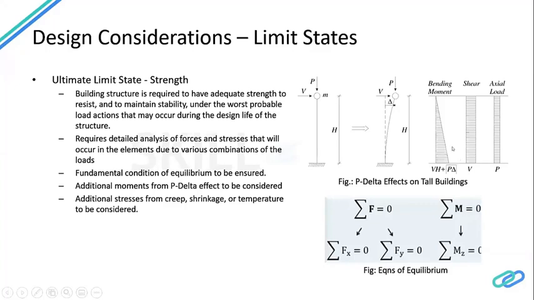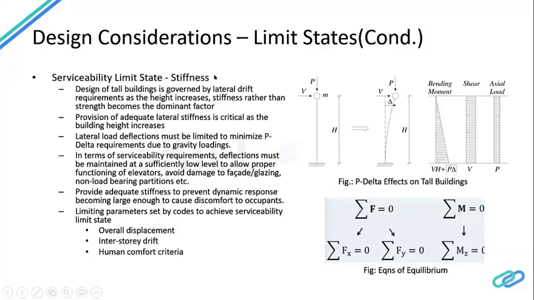So this is what we'll be trying to do in a tall building design in terms of strength. Now, in terms of stiffness, it's again all about the deflection. Like I said already, as the height of the building increases, your deflection also increases. So our stiffness has to increase in order to control this deflection.